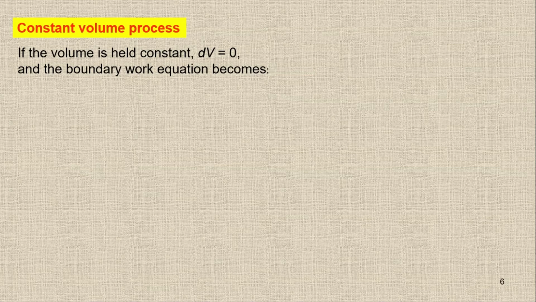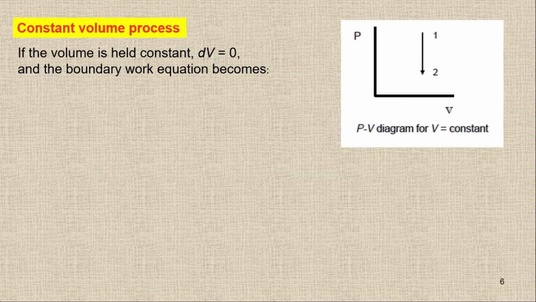So dV is 0. You can see on the PV diagram, this is state number 1 and this is state number 2. In this case, we have a constant volume process because the volume of state 1 and state 2 is same. So what will be the boundary work? The boundary work will be equal to 0 because we don't have any dV. There is no change in the volume, so dV is 0, so boundary work is equal to 0. So in any constant volume process, we will not get any boundary work.